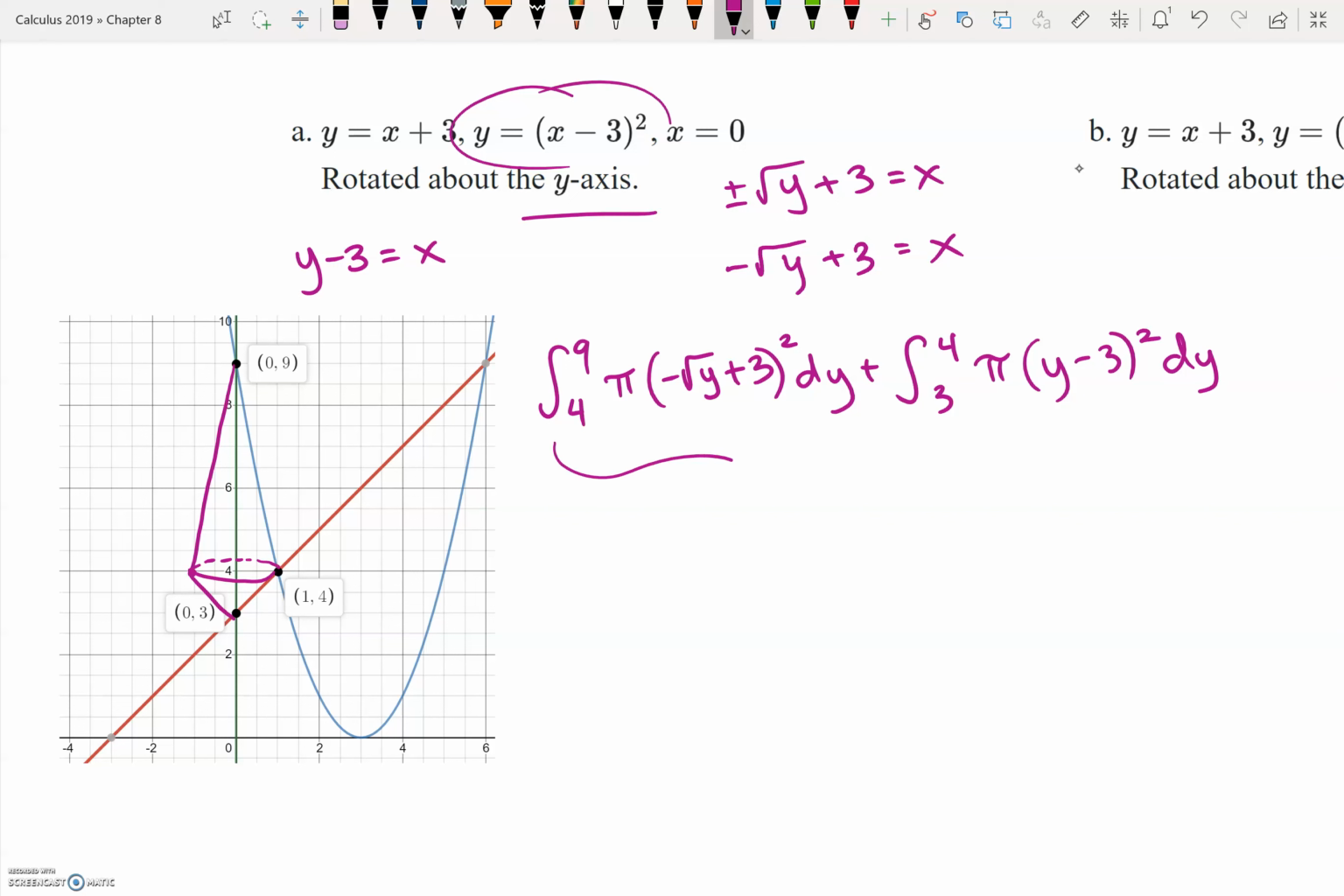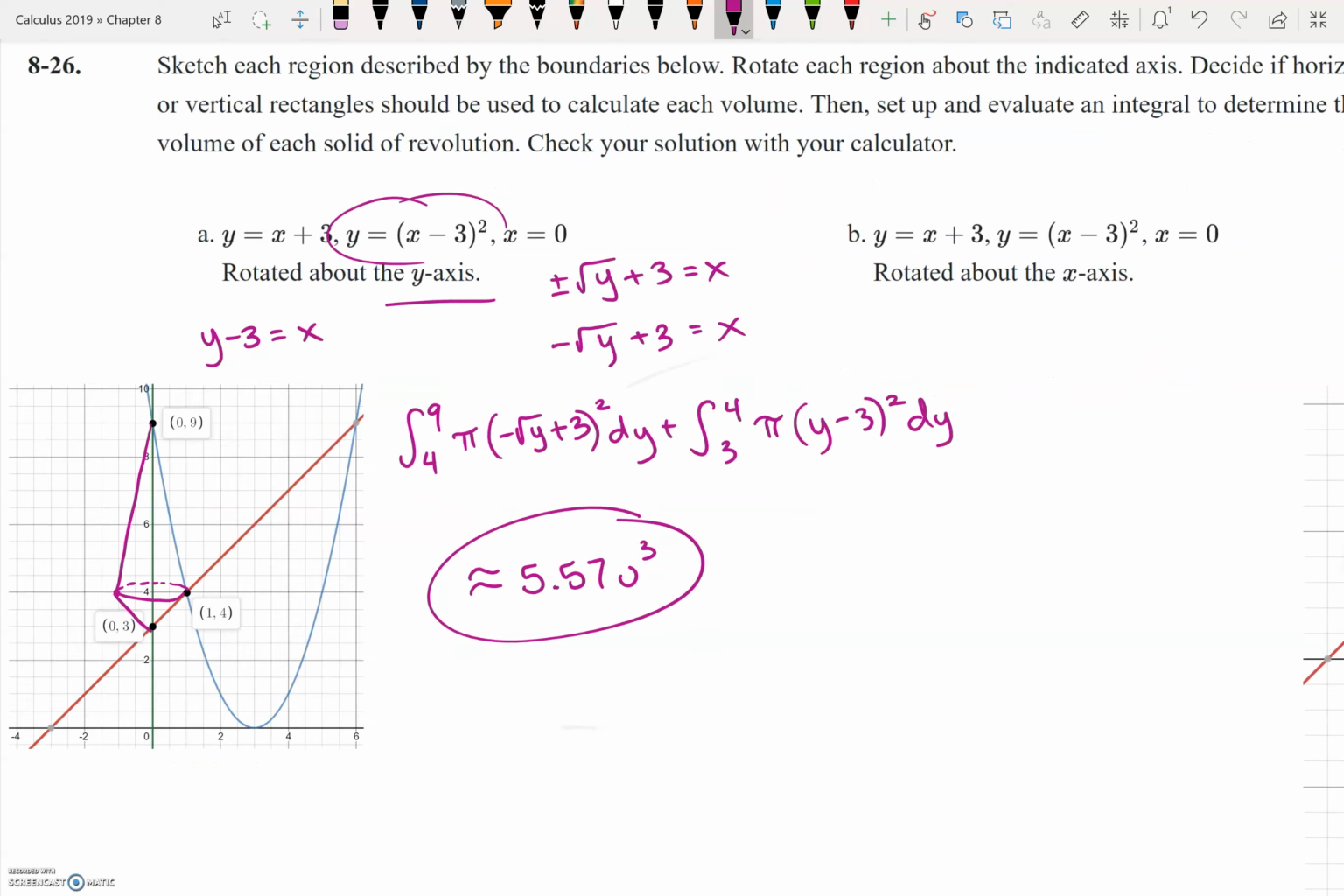So once again, I want you to go ahead and pause that. Type this entire integral into your calculator, and get a sum. Add those two together. All right, so I did this earlier, and I got 5.57 units cubed.